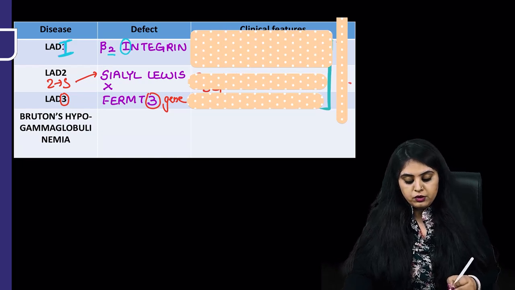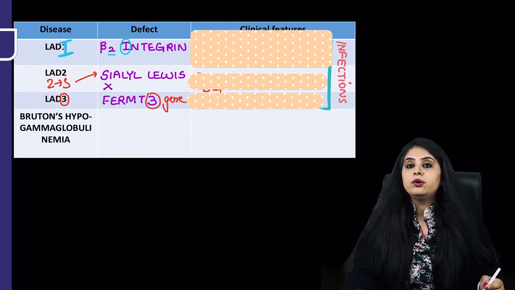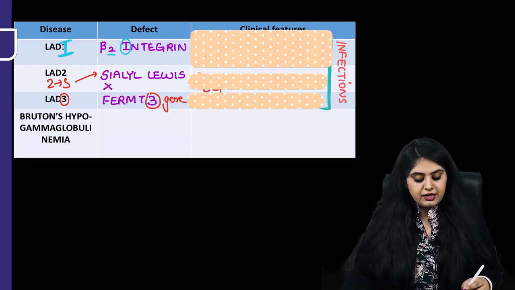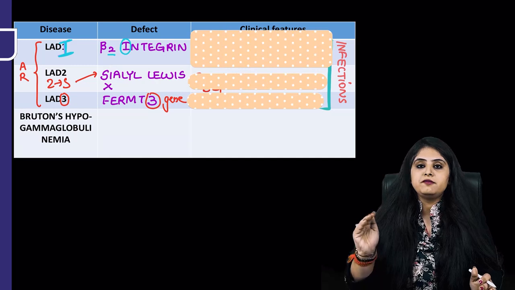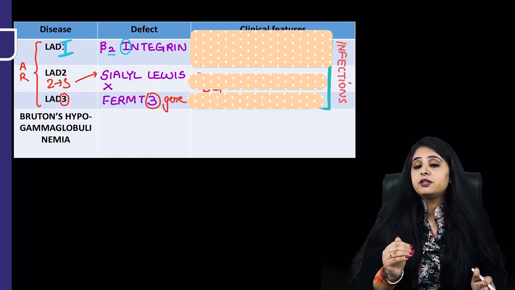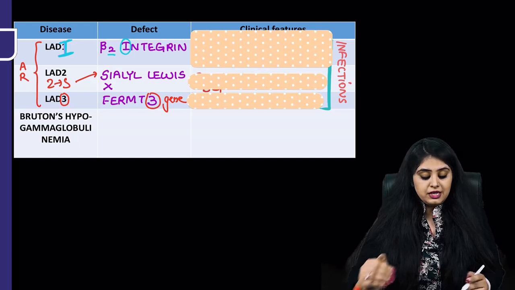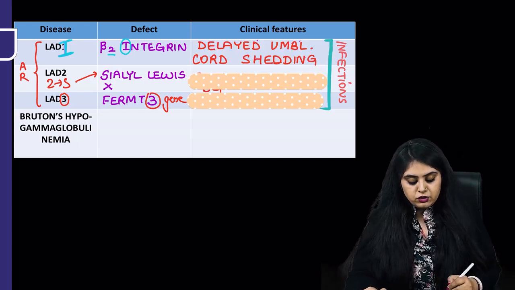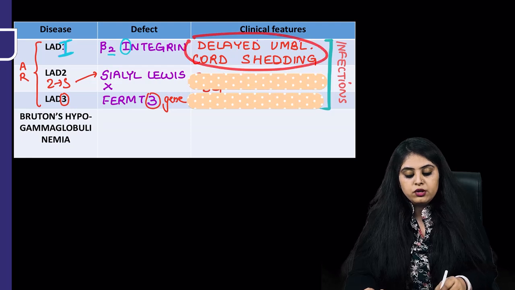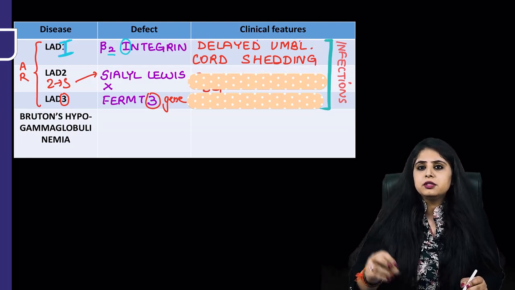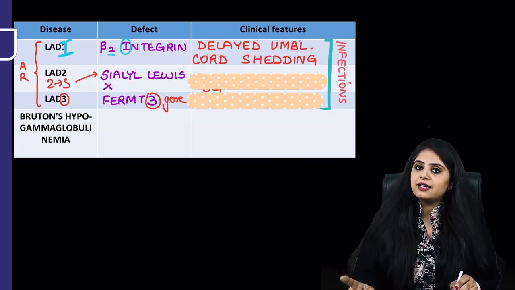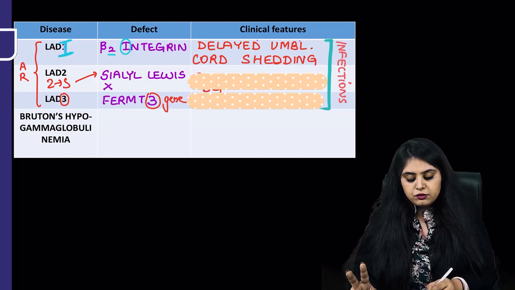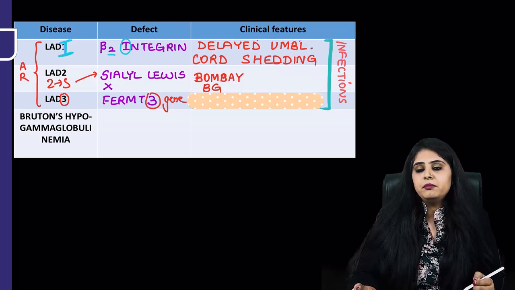Do you know what's common to all? All of them are going to have lots of infections in children. And one more thing that is common is that all of them tend to be autosomal recessive. So their inheritance is common, infection is common, but then how will I differentiate whether a child has LAD1, 2 or 3? In LAD1, the child is going to have delayed umbilical cord shedding. The mother will say the child after birth for 1 month, 1.5 months, the umbilical cord did not shed off. That is LAD1.